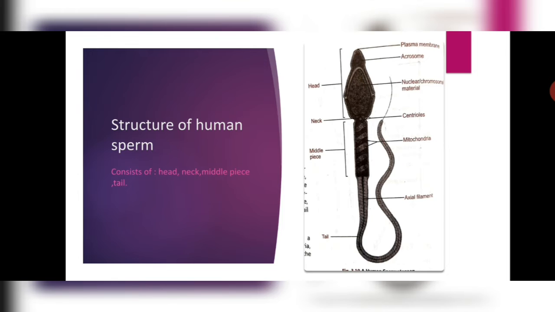The last part, as you can see, is the tail of the sperm. It contains, very clearly it is written here, axial filaments. The axial filaments are surrounded by the plasma membrane. Basically, the tail is that part of the sperm which helps it to swing in the female reproductive tract.